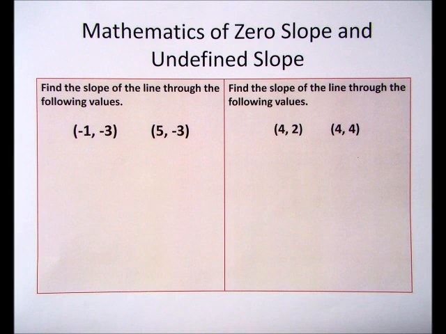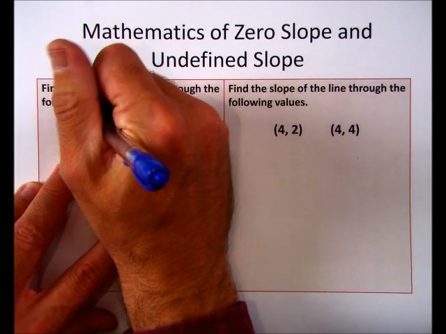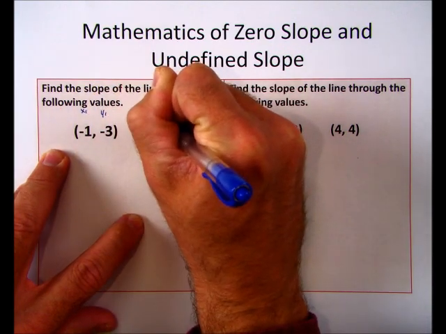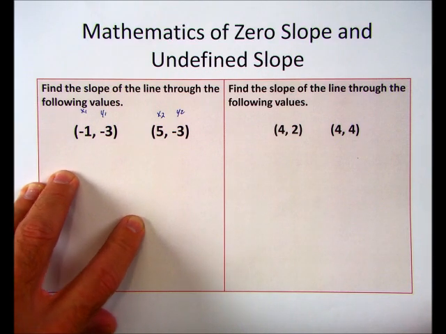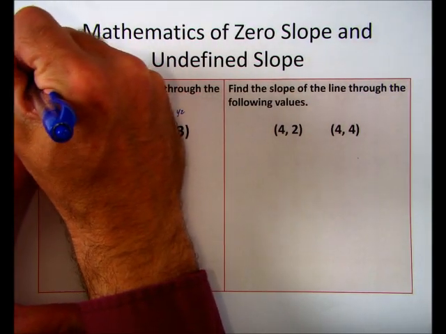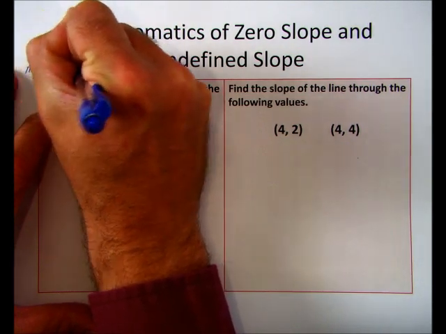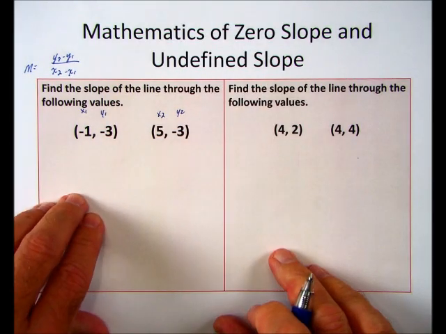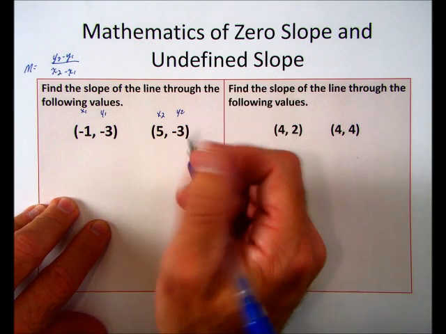All right, so let's use our formula to solve these. We'll just call this x sub 1, y sub 1, x sub 2, y sub 2. Of course, I know that you know by now that the formula for slope is y sub 2 minus y sub 1 divided by x sub 2 minus x sub 1. That allows us just to plug in these numbers and do some simple addition and see what we get.